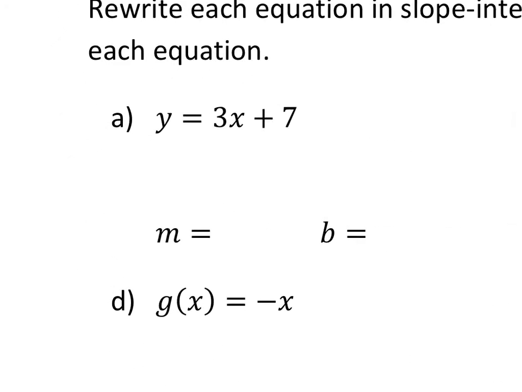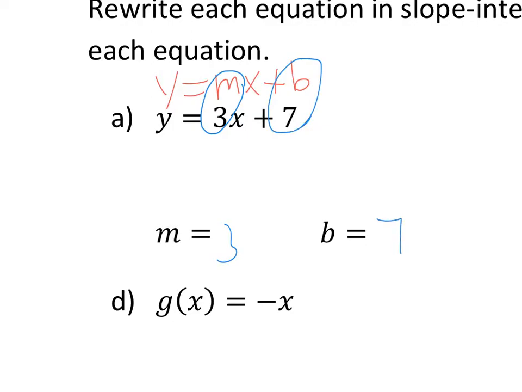So remember, we're using slope-intercept form, which is y equals mx plus b. Our y is in the right place, we've got our x term in the right place, and our constant in the right place. So this is already in that form, so all we're doing is naming our slope and y-intercept. Our slope, which is represented by m, is 3, and our y-intercept, represented by b, is 7.